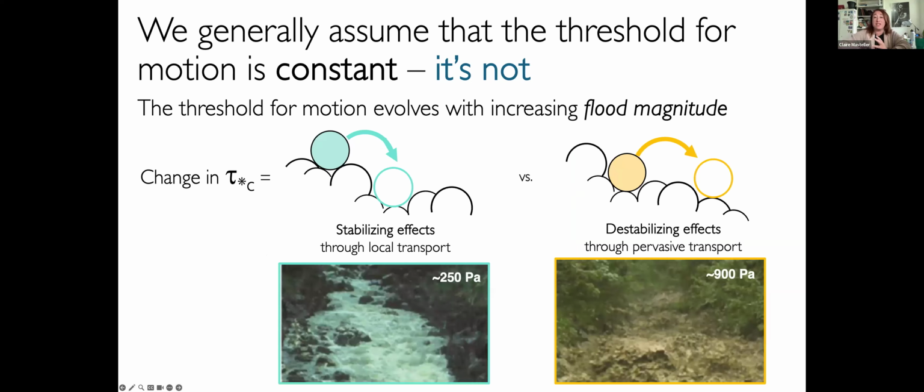And so from our observations, we can start to describe this evolution of the threshold for motion as a competition between these strengthening and weakening effects. And these can change both with changing flow magnitude, but also with changing flow frequency. It's that flow history effect that leads to these integrated shifts in the threshold for motion with time.